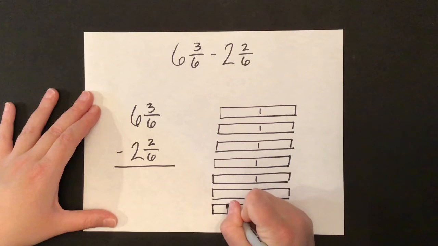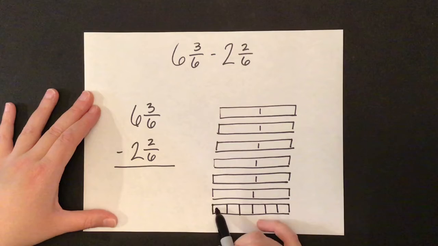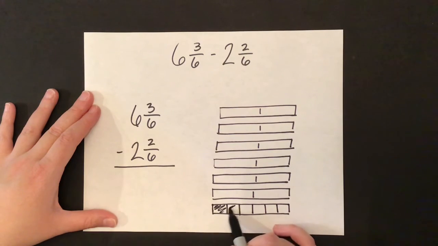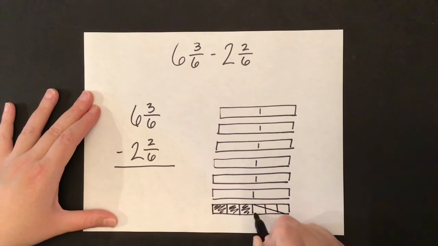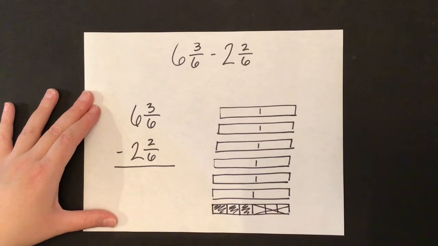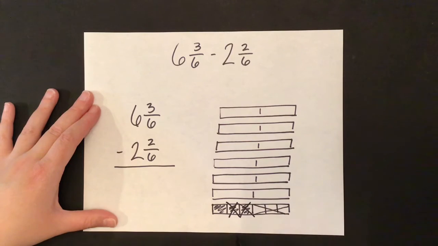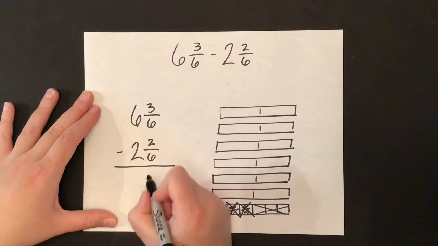So I'm going to split that one up into 6 pieces. And then I like to shade in the fraction amount. So that's the 3/6, and then I like to cross out the extra pieces, just so I know that that's not actually part of the amount I'm starting with. So we have 6 and 3/6, and now I'm ready to subtract 2/6. So I'm going to cross out 2 of those pieces, and that leaves me with 1 piece, with 1/6.